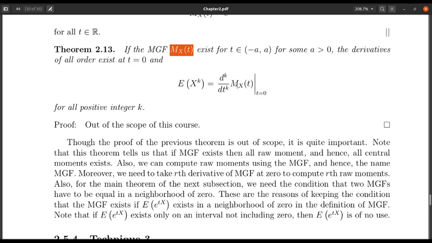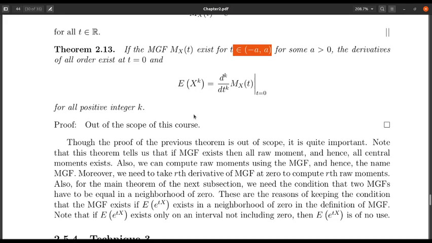Now, another point I should mention here. Note that in this case it is necessary that the moment generating function exists, that is, the expectation of e to the power tX exists in a neighborhood around the point 0, from minus a to a. That is important for this particular theorem because I finally have to take the derivative at the point 0.